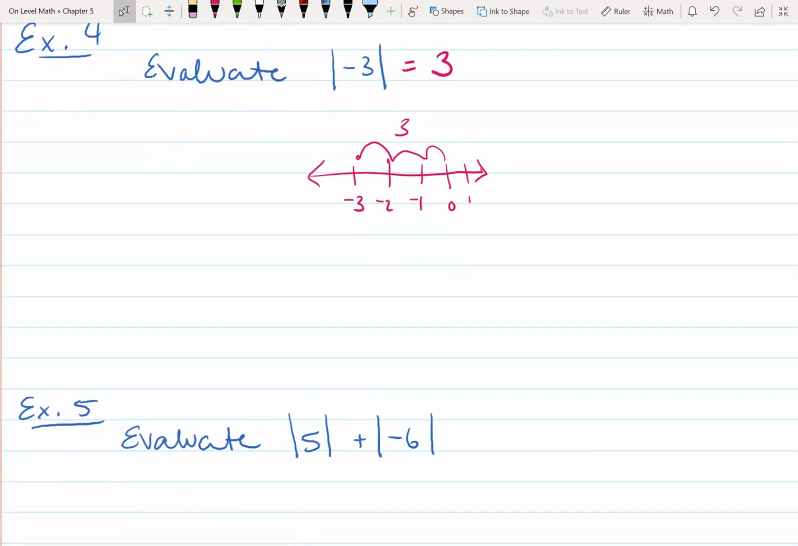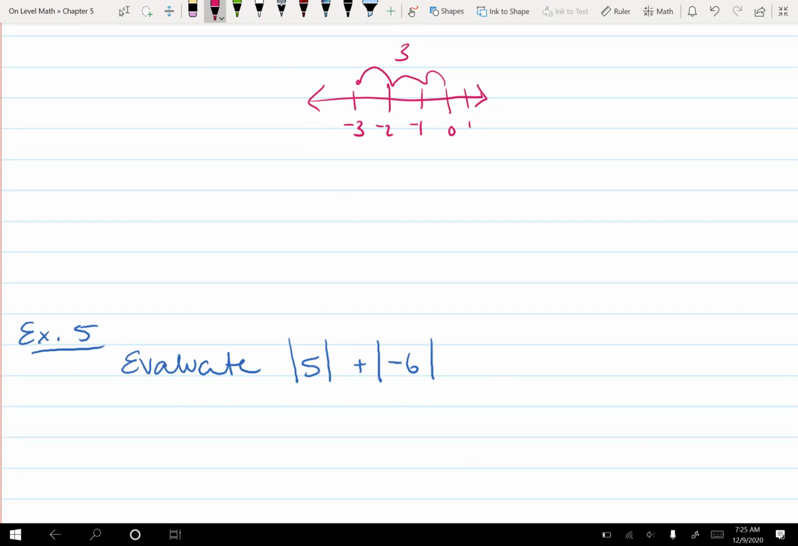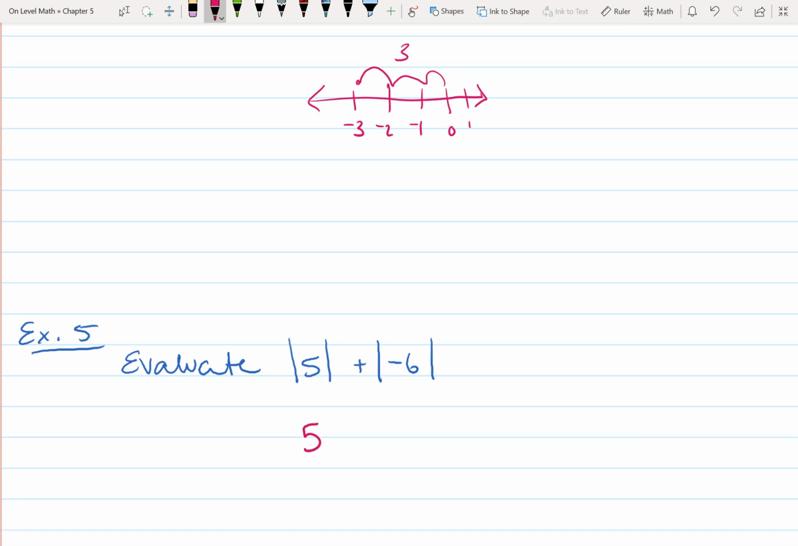Alrighty, example 5. Evaluate absolute value of 5 plus the absolute value of negative 6. So we treat this kind of like parentheses. So let's work each of these terms individually, and then we'll add them. What's the absolute value of 5? Well, 5 is 5 spaces away from 0. So absolute value of 5 is 5. Absolute value of negative 6, well, negative 6 is 6 spaces away from 0. So absolute value of negative 6 is 6.